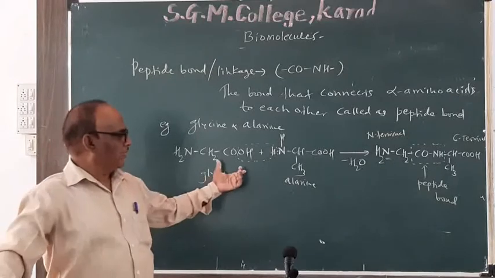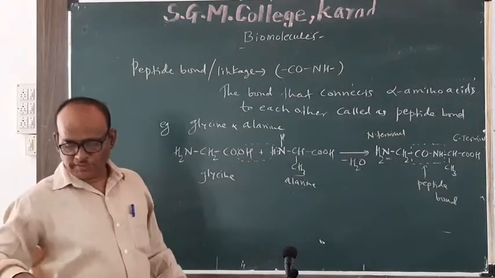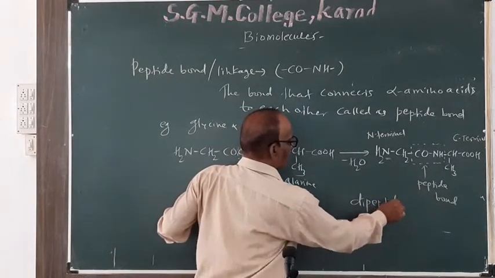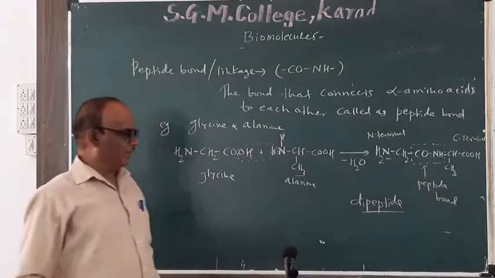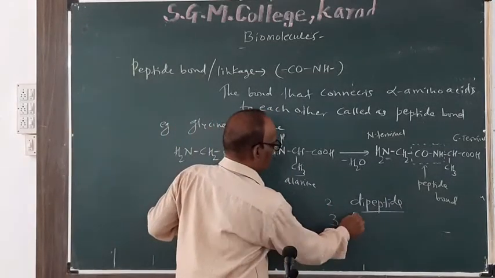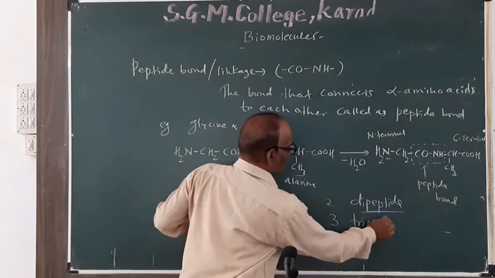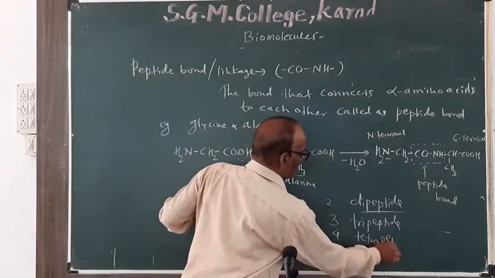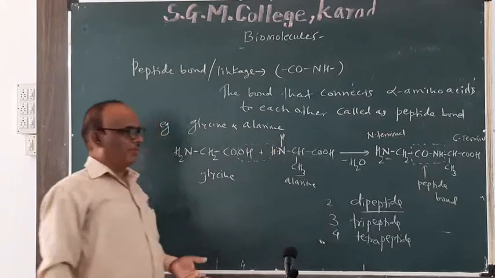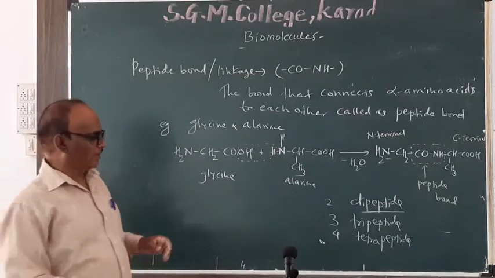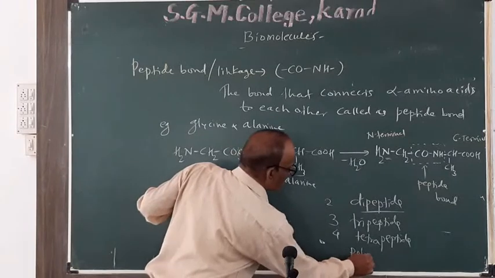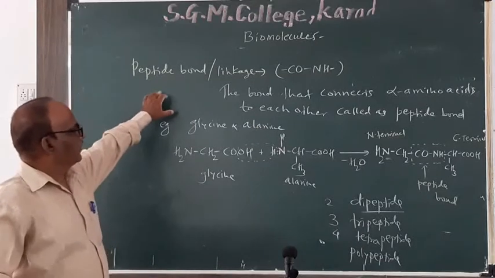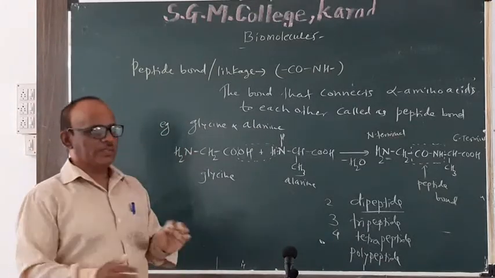So in this structure, two acids combine. Here a dipeptide is formed. If two alpha amino acids combine, then the product is called a dipeptide. If three alpha amino acids are there, then it is a tripeptide. If four alpha amino acids combine, then it is a tetrapeptide. And if more than 10 alpha amino acids combine through CONH linkage, then it is called a polypeptide. So in this way we can explain the definition of peptide bond and formation of a peptide bond.